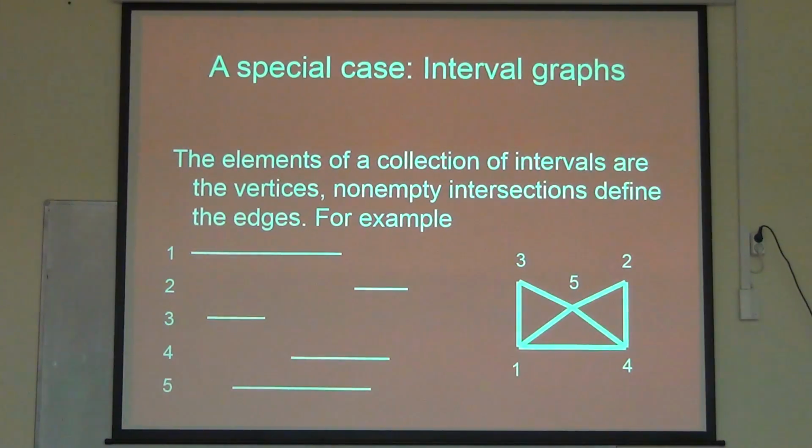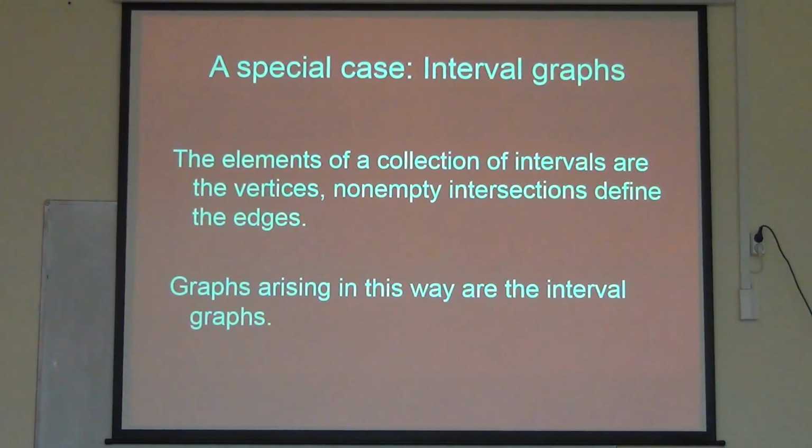So suppose that you are given a collection of intervals. These will correspond to the vertices of a graph. And if two intervals have a non-empty intersection, then the two vertices will be connected by an edge. So for example, in this case, the first interval is intersecting everything except the second one, and accordingly, vertex 1 is connected to everything except the second vertex. This is a well-known construction, and graphs which arise in this way from some sets of intervals are called interval graphs.